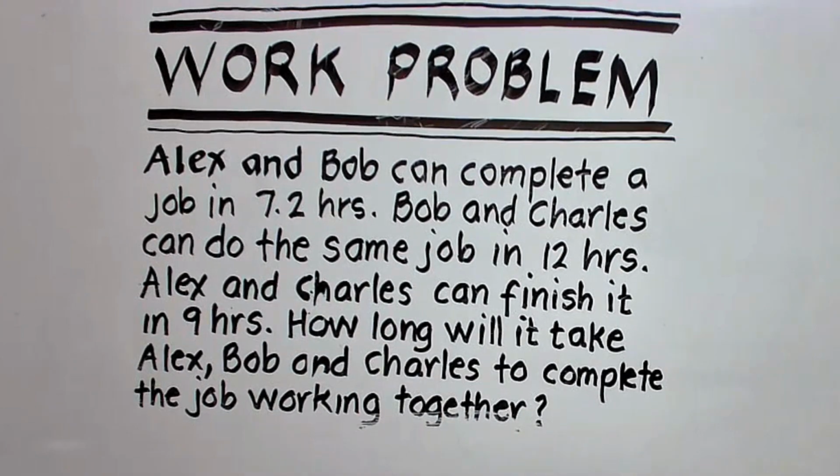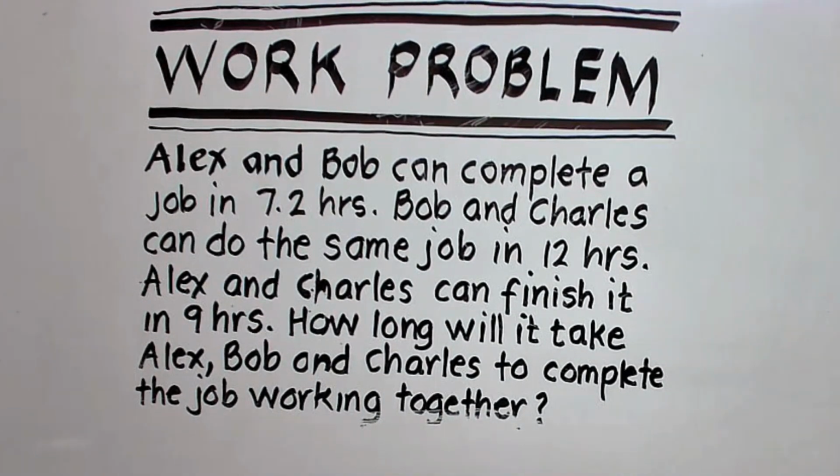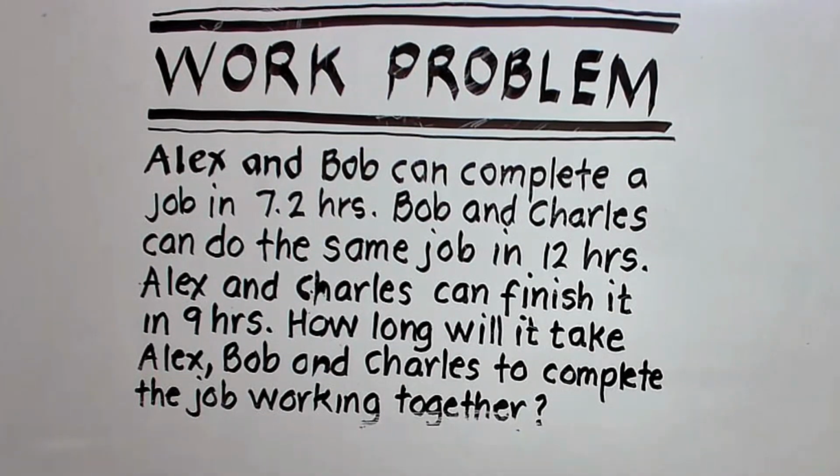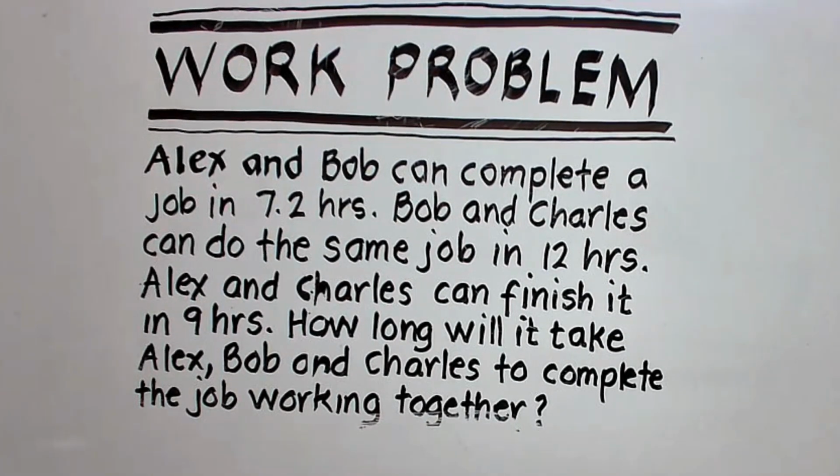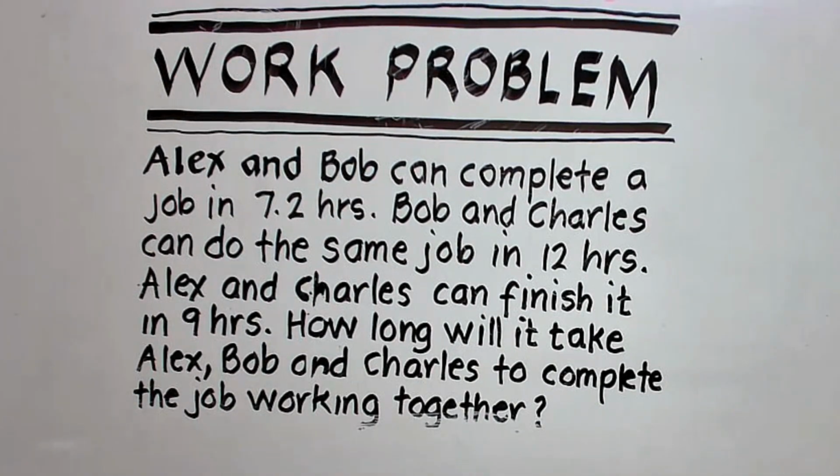Alex and Bob can complete a job in 7.2 hours. Bob and Charles can do the same job in 12 hours, and Alex and Charles can finish the same job in 9 hours. How long will it take for Alex, Bob, and Charles to complete the job if they work together? So just reading the problem, we know that that is already confusing.